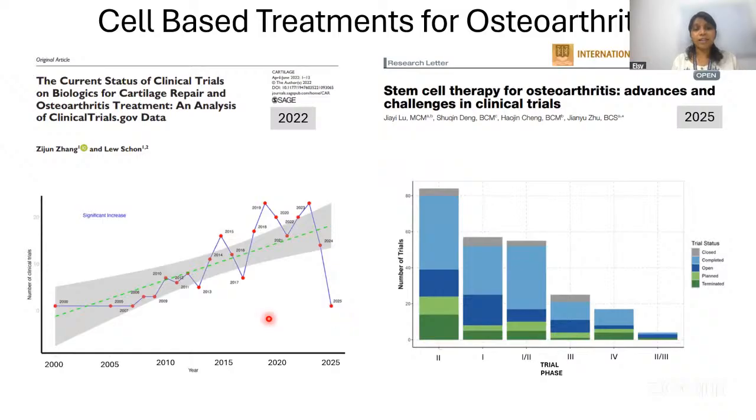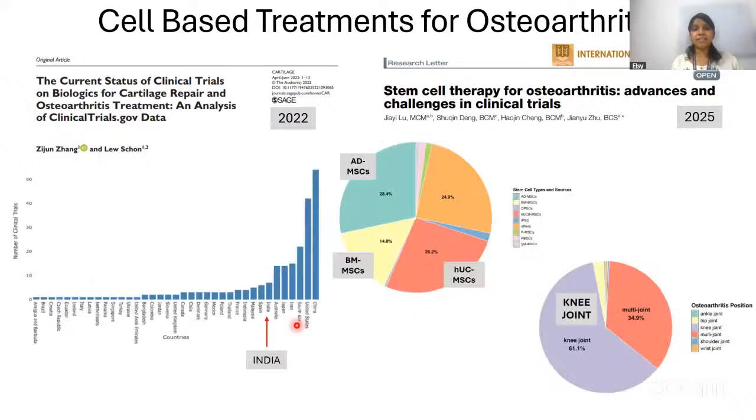So looking at the current clinical trial status using biologics for osteoarthritis, up to 2025, there is an increasing trend. But most of the clinical trials are in phase 1 and phase 2, with a few progressing in the pipeline to reach phase 4. And this is basically the same graph taken from this paper. It was a nice paper which showed the advances and challenges of clinical trials considering stem cells for osteoarthritis. This is where India stands in the number of trials.